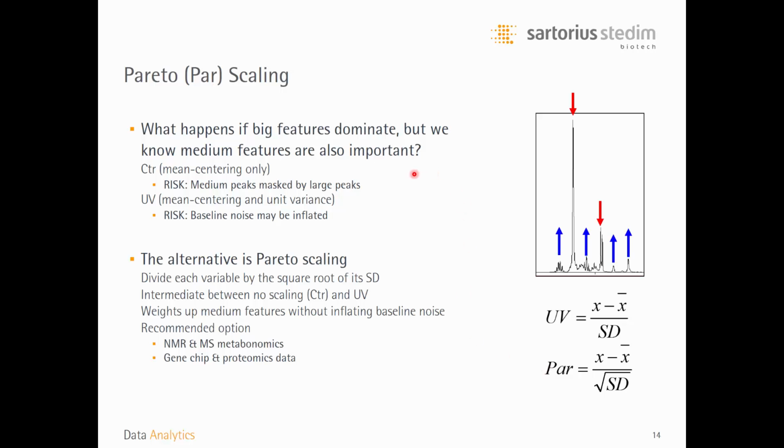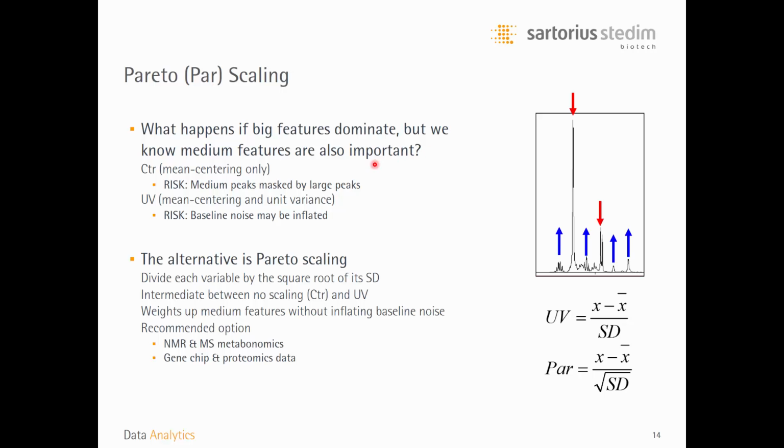Now, another scenario is as follows. We are now going to discuss something called Pareto scaling. When we are working with spectral data, for instance, NMR data, there can be large peaks, but there can also be intermediately sized or medium-sized peaks, which definitely contain information. So what would happen if big features dominate, but we also know that the medium features are important?